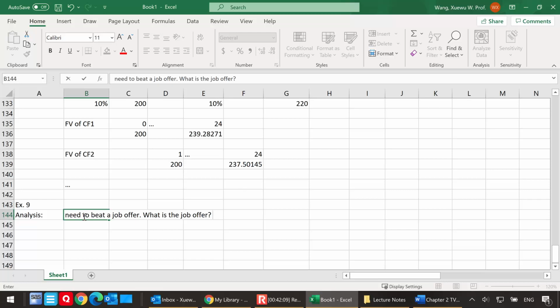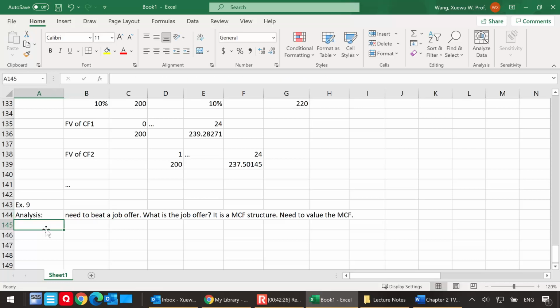But really, in the eyes of finance people, this job offer is a multiple cash flow structure. So if you want to bid this offer, you need to value the multiple cash flow structure. Only after you have found out the present value or the future value of this job offer can you then bid it. So this is a multiple cash flow structure here, and I'm going to start thinking about making a timeline and start to work on the valuation parts.